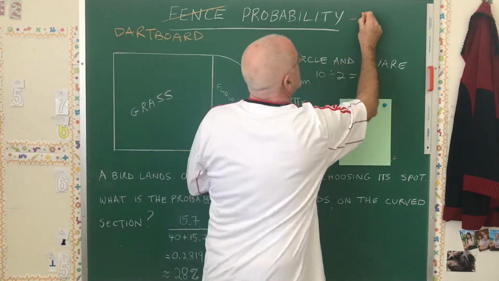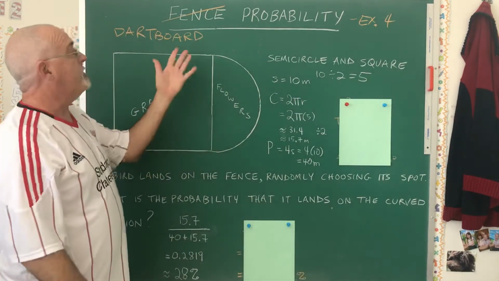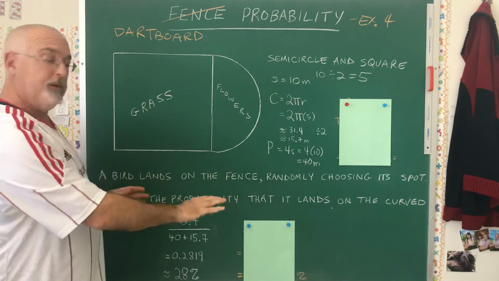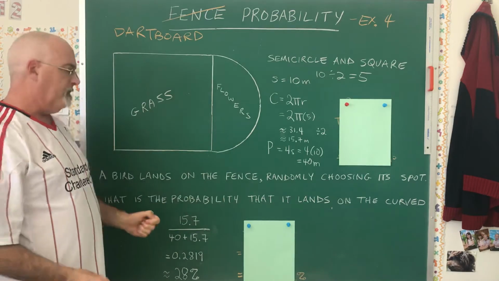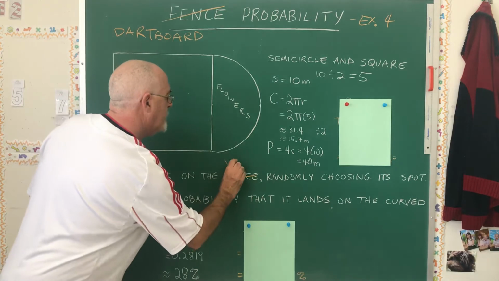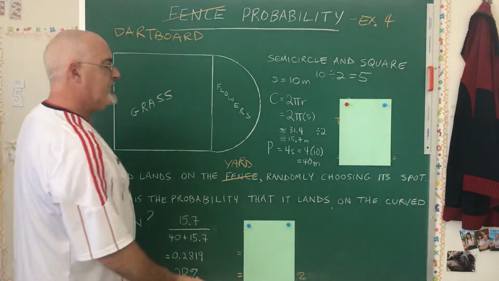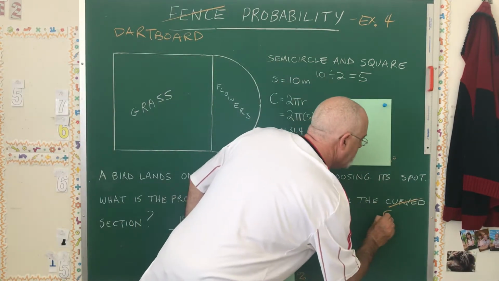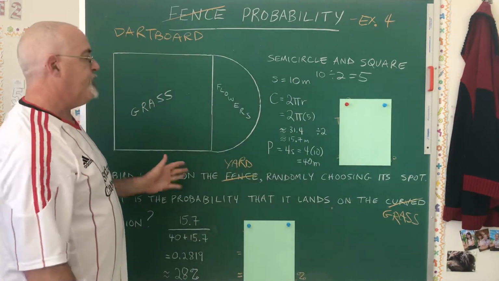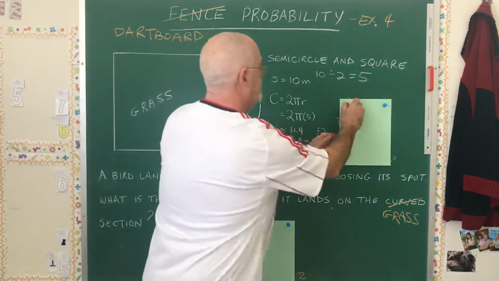And that means it will be example 4, because I've already done 3 examples of dartboard probability that involves areas. Now we have to change the question, of course, because the bird's not landing on the fence anymore in this type of question. What happens is, instead of fence, it lands somewhere on the yard. And instead of the curved section, I'm going to change it so that it's grass section. Now we're dealing with the area situation. We no longer need these circumference perimeter formulas. We need area formulas.